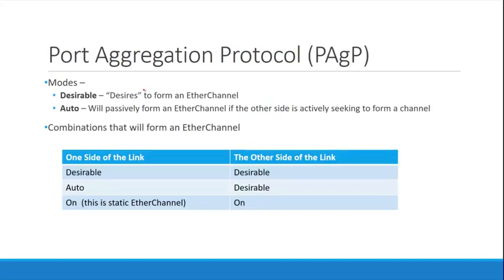PAgP is Cisco's protocol for EtherChannel. Okay. We have 2 modes, desirable and auto. Desirable desires, quote unquote, to form an EtherChannel. It will actively search out and try to negotiate with the other side to form an EtherChannel. Auto will kind of passively form an EtherChannel if the other side is actively seeking to form an EtherChannel.